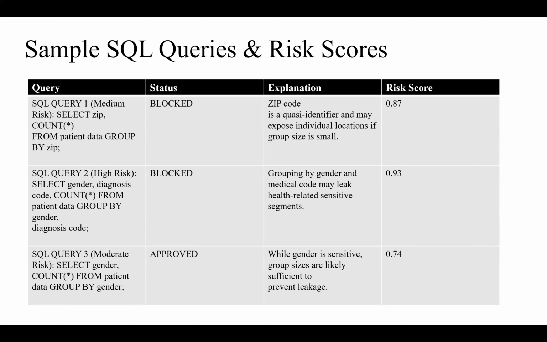The first query has a sensitive field, zip, so the query is blocked. The second query includes gender and medical code, so the risk score is higher than the first since it contains two highly sensitive fields. It is also blocked. The third query is approved as it does not pose a threat.